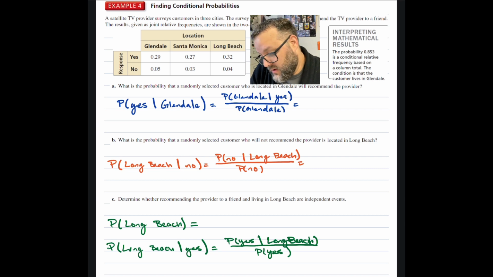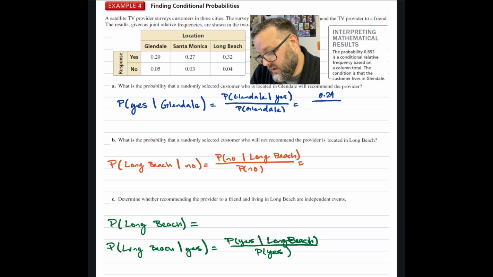Now, what is the probability that a randomly selected customer who is located in Glendale will recommend the provider? It is not 29%, okay? The probability that they will is going to be the probability that they're in Glendale and said yes, which is 0.29 or 29%, but you have to divide that by how many people are in Glendale. In other words, you have to account for both the yeses and the nos in Glendale.